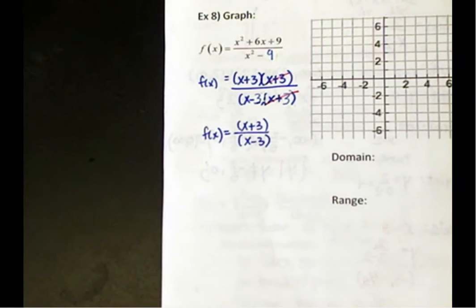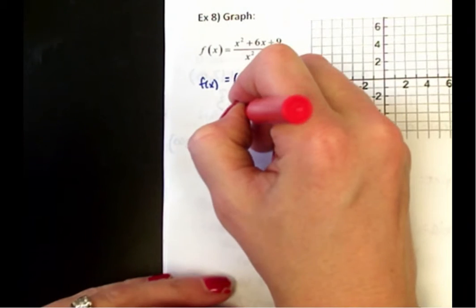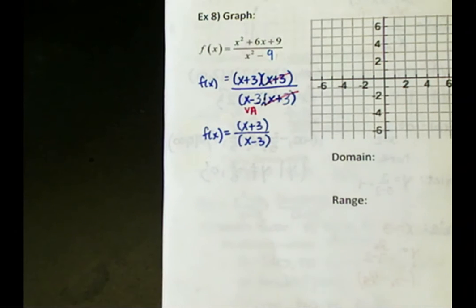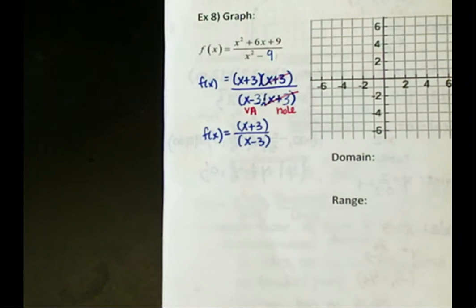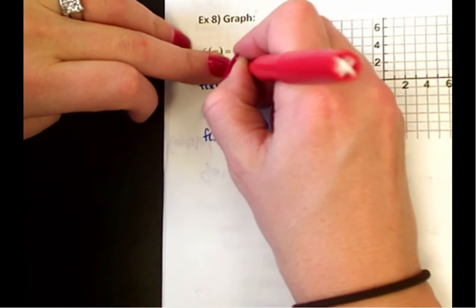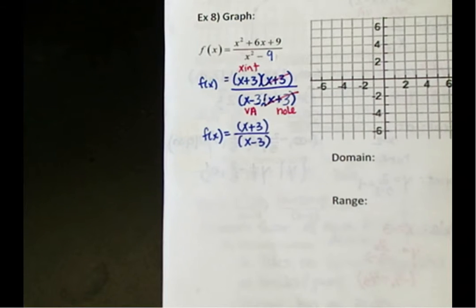Now, I'm going to start labeling the factors that I see and what they give me. This one's going to give me a vertical asymptote because that denominator factor doesn't reduce. This one is going to give me the hole because it does reduce. The numerator factor, polynomials, how do you find x-intercepts? You factor them. This one's going to give you the x-intercept. All of the factors give you something. I'm going to label them right there.